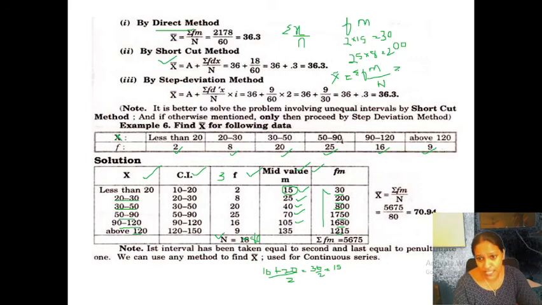So you get the answer as 70.94. Okay, just do it in your notebook, then you will get an idea on how to get this value. So you have the fm value 5675 divided by 80. Okay, so you will get the value as 70.9, and that is the mean of this particular data with class interval. Okay, with class interval, continuous data it is.